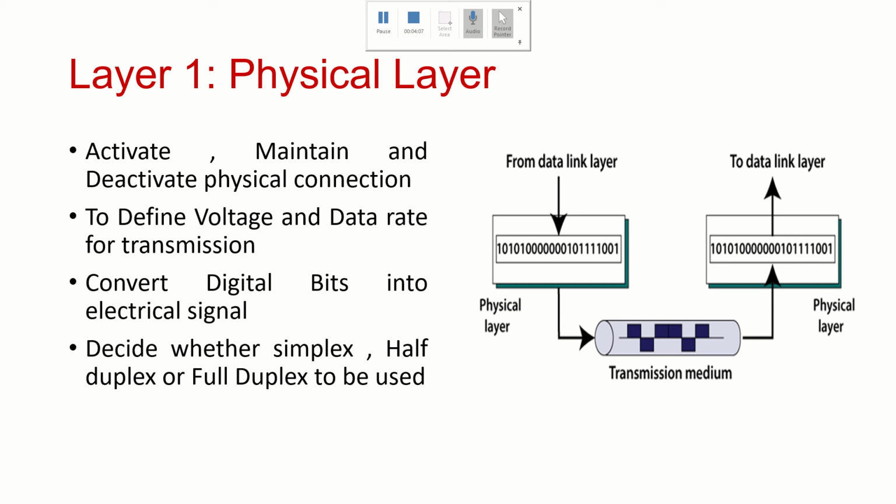Its first important function is to activate, maintain and deactivate the physical connection. That is, whenever a sender wants to send data to the receiver side, this layer will establish a physical connection. That can be through any physical device or through a wire. It can be wired or wireless, both. So this layer will set up a physical connection through which the data will be transmitted to the receiver side.